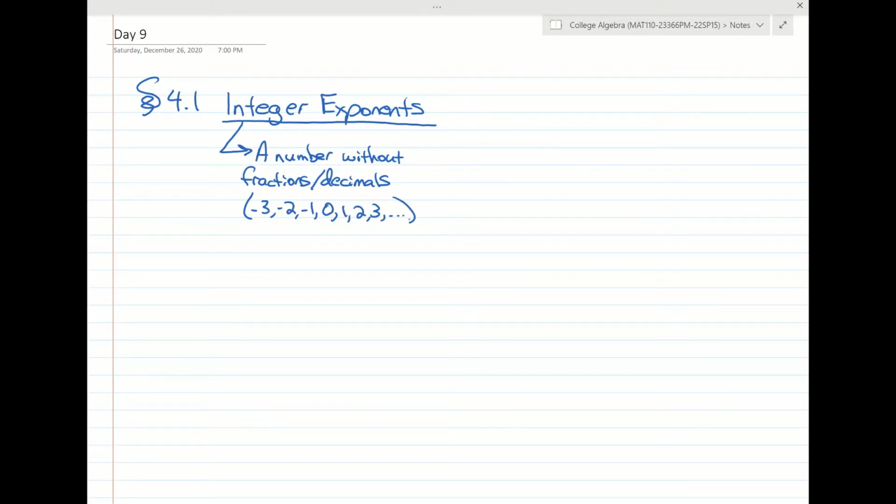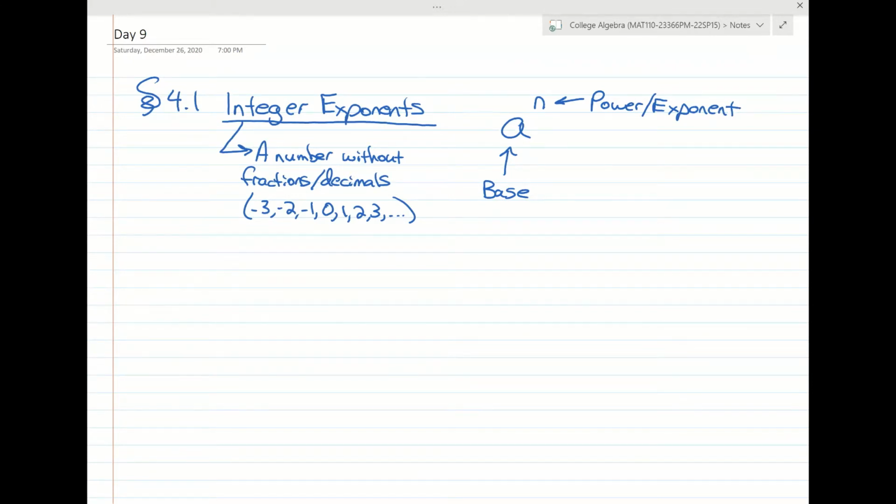And an exponent is just the same thing as a power. So if we have a to the n power, a is called the base, and n is what we're referring to whenever I say power or exponent. Just so we're all on the same page with vocabulary.